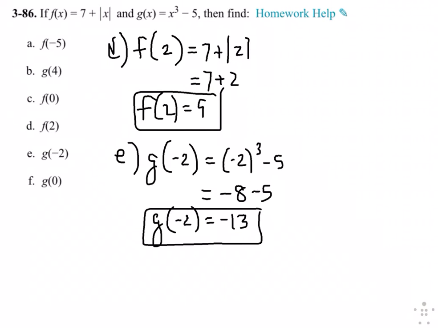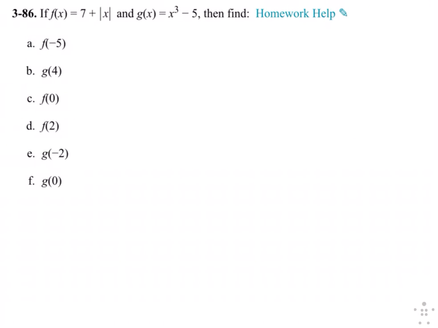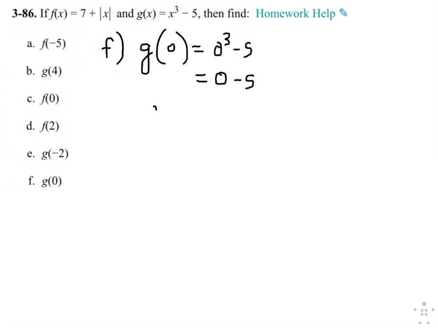And then F, let me make space again. F is g of 0 equals 0 cubed minus 5. 0 cubed is 0, right? So g of 0 equals negative 5 for F.